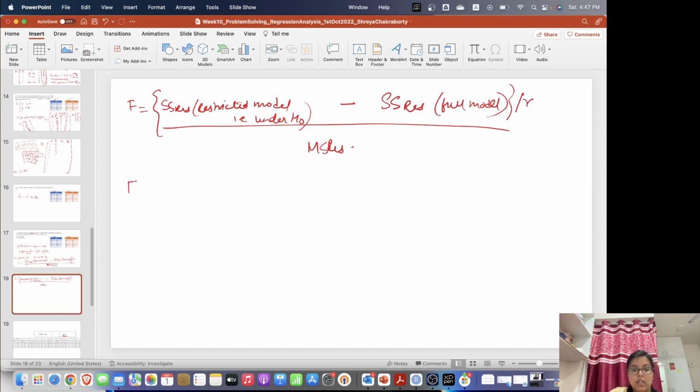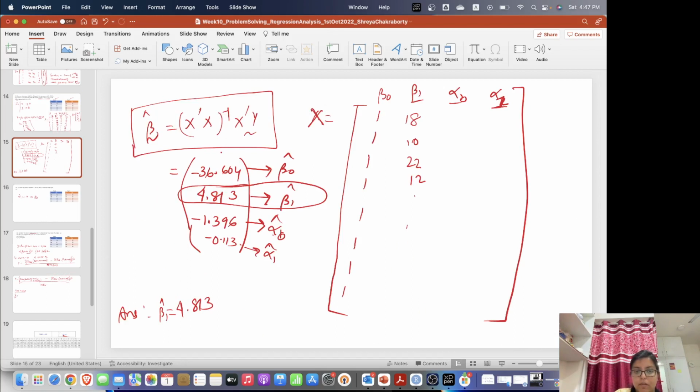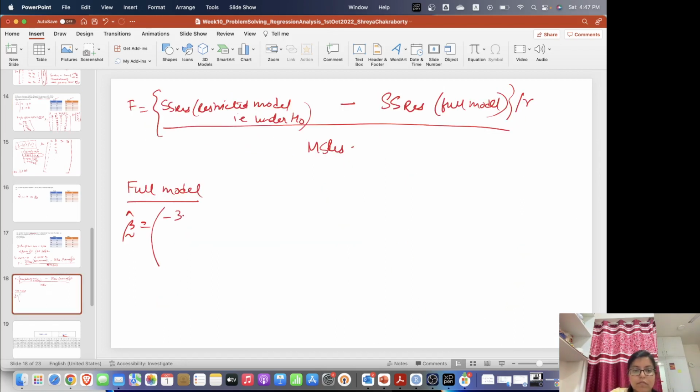first we'll consider the full model, because we already have the beta hat estimates. The beta hat estimates from the full model, as we had calculated, were minus 36.604, 4.813, minus 1.396 and minus 0.113.